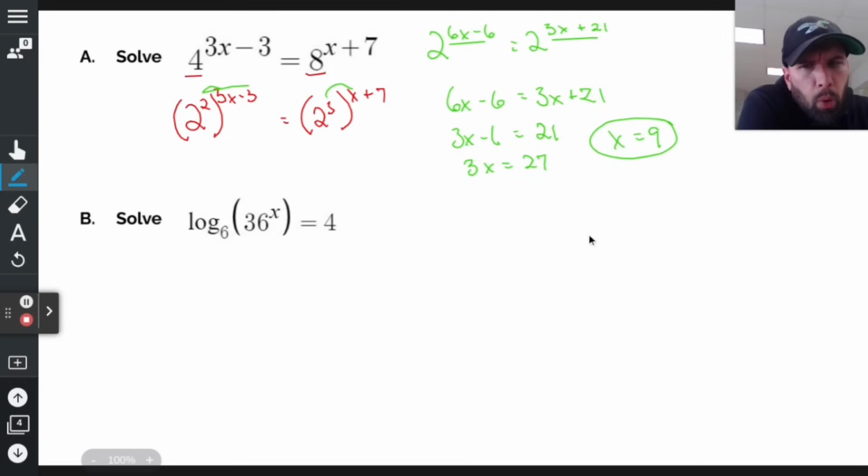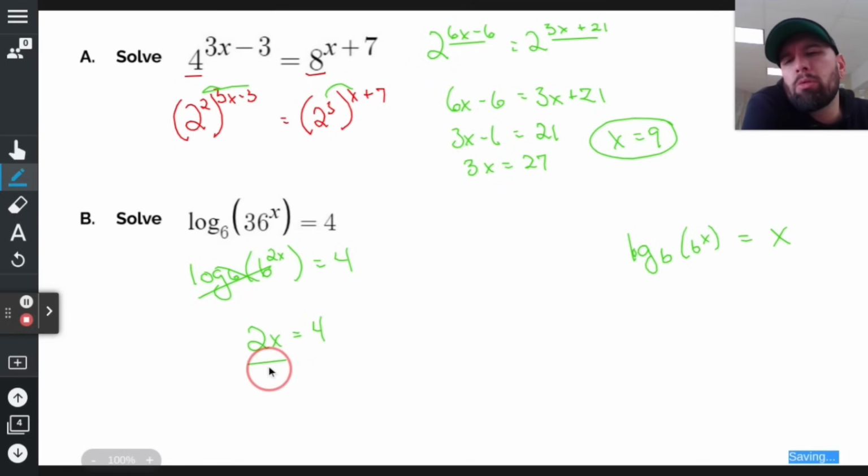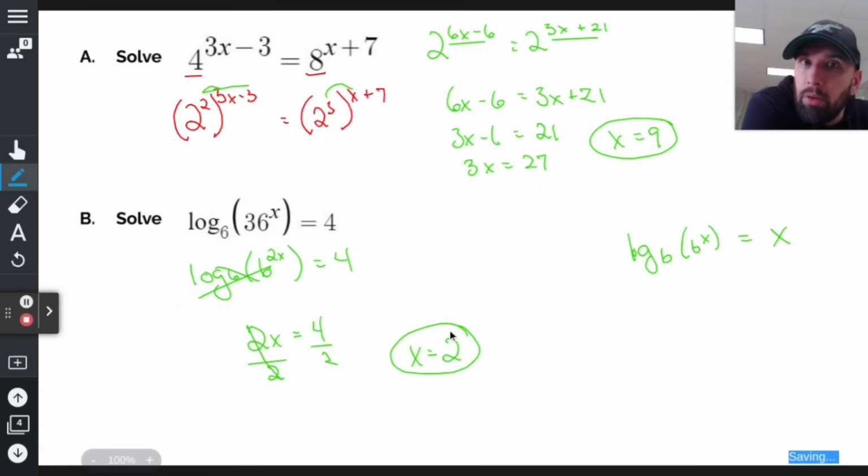Similar with this one. Now we know a rule that says log base b of b to the x allows the b and the log to cancel out, leaving you with just an x. So this is what I'm going to do. Log base 6 of, let me see, 36 is 6 squared. So 6 to the 2x equals 4. Log base 6 of 6 goes away. 2x equals 4. If I divide by 2, x equals 2. Not bad.